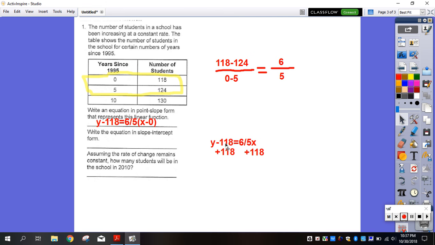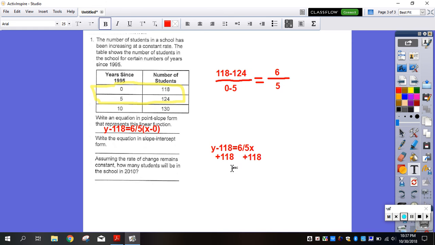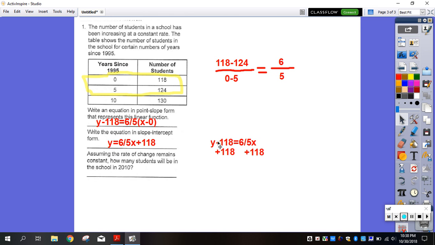The negative 118 and positive 118 cancel, and that leaves me with y on the left side. And then 6/5 x plus 118, well, those aren't like terms, so it just stays 6/5 x plus 118. See, y is by itself. y equals mx plus b. It's in the correct form, so that's slope-intercept form. Again, all you do is distribute and then add or subtract whatever that y1 was.